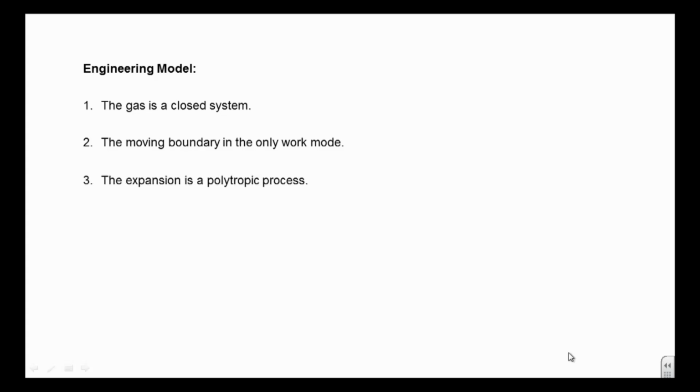The next step is to develop an engineering model. In other words, listing a set of simplifying assumptions which will allow us to perform the analysis of the problem. The gas is a closed system. The moving boundary is the only work mode, and the expansion process is a polytropic process.